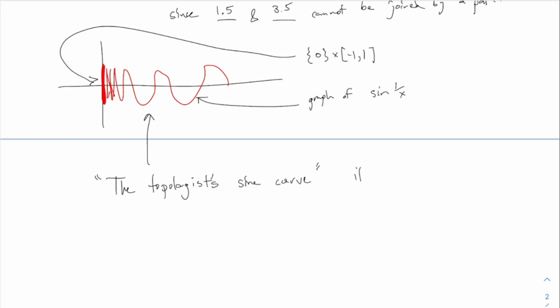And it is connected. This is what's interesting about it. You cannot separate it using two open sets like a U and a V. Because, for instance, if you wanted to wrap an open set around this vertical part, your open set automatically would have to be like a little worm in R2, and it would have to catch some of the curvy part. So you cannot separate using open sets the vertical part from the curvy part. So that's why it is connected, but not path connected.